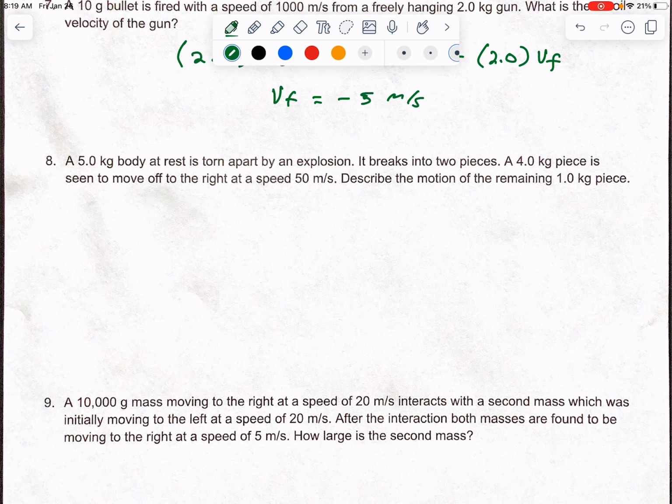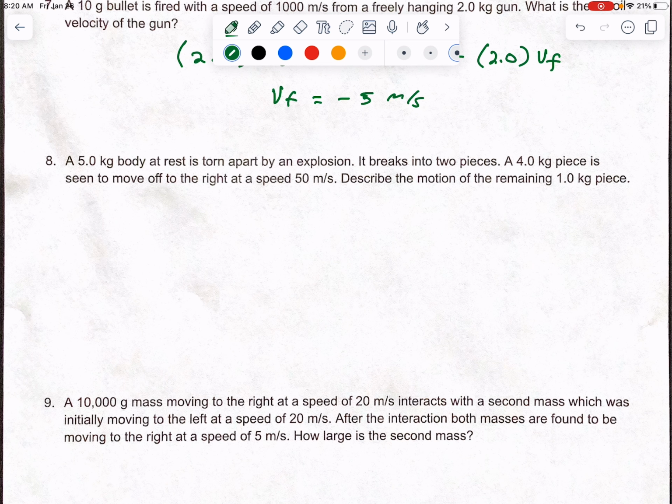Now, a 5.0 kilogram body at rest is torn apart by an explosion, breaks into 2 pieces. A 4.0 kilogram piece is seen moving off to the right at 50 meters per second. Describe the motion of the remaining 1 kilogram piece. So this is just like the problem before. They're together in the beginning.